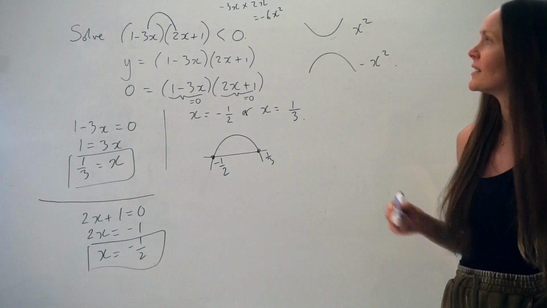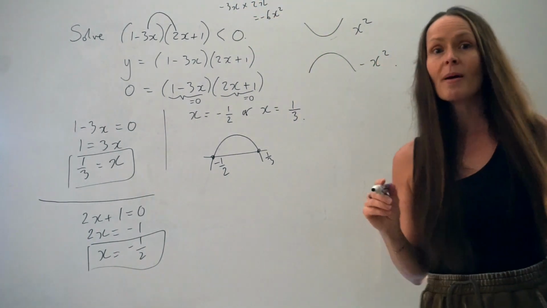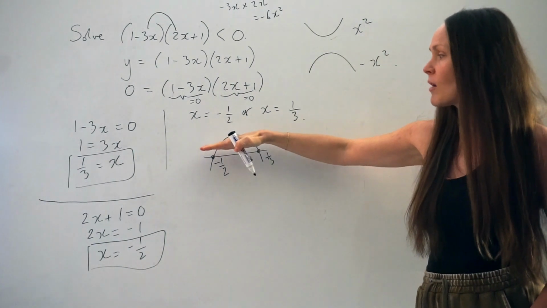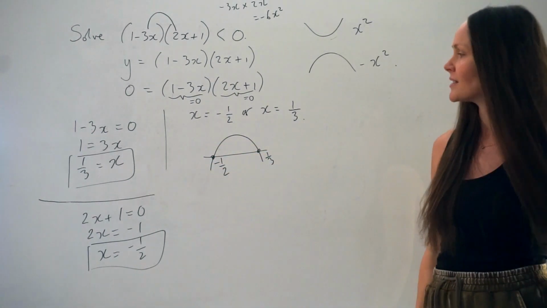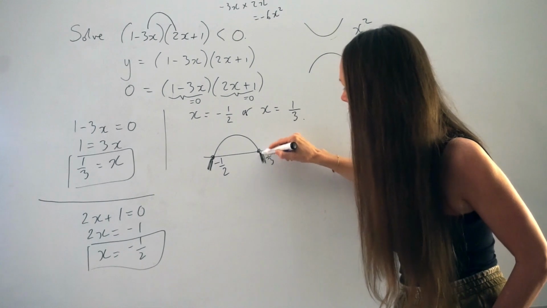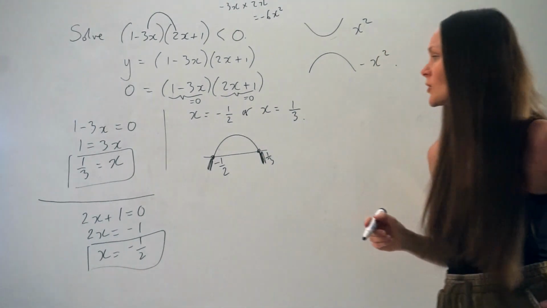Now, the inequality in this question says smaller than 0. Remember I said when it's smaller than 0, you're interested in the part of the graph that's below the x-axis. Okay, so this time I'm going to shade these sections on my graph. Okay, and now I need to work out what the inequalities are going to look like.